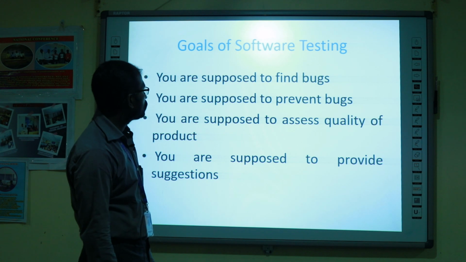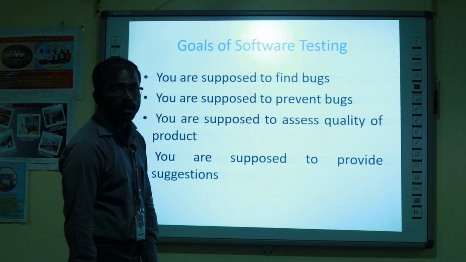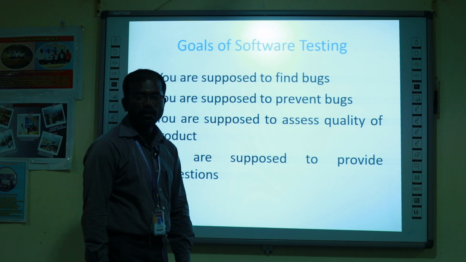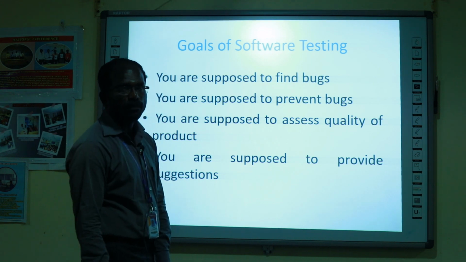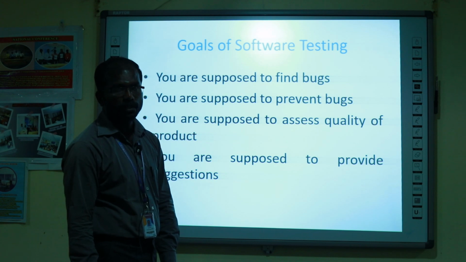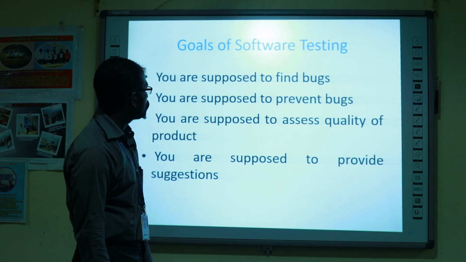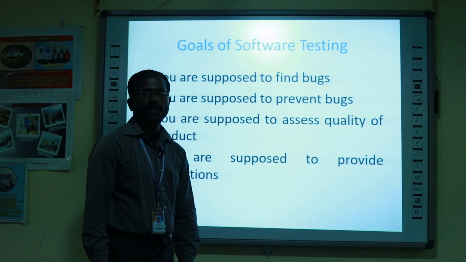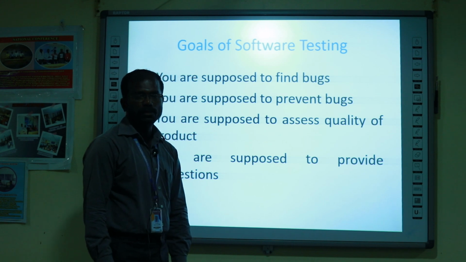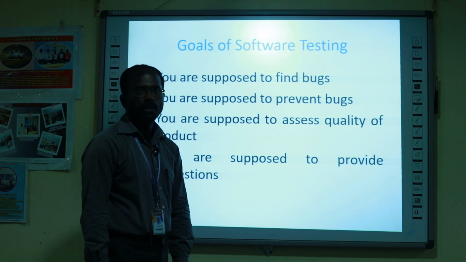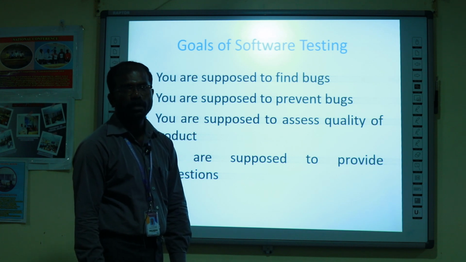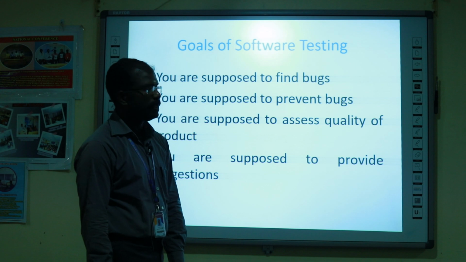Next, you are supposed to prevent bugs. After finding the bug, we have to give the report to the developer team. Then only they can prevent the bugs in the future. Next, you are supposed to assess the quality of the product. By testing the software repeatedly, we can find the bugs, which is useful for the developers to eliminate them, and in future they can also give a quality software.